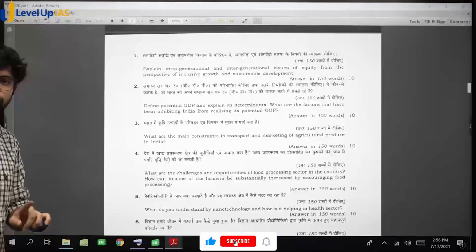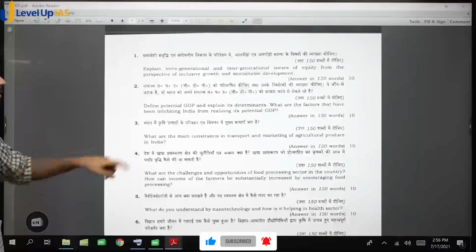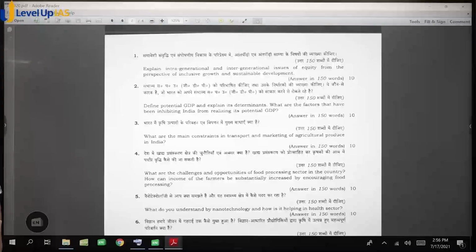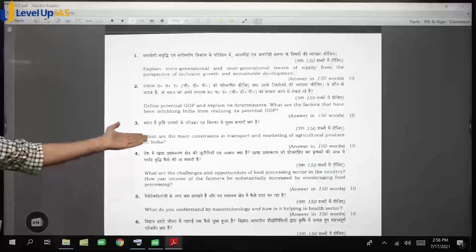Latest question, yeah, 2020. Is it a very easy question? Yes, it's a very easy question, very broad question. What are the main constraints in transport and marketing of agricultural produce in India? Is it not picked straight from the syllabus? Issues relating to storage, transport, marketing.